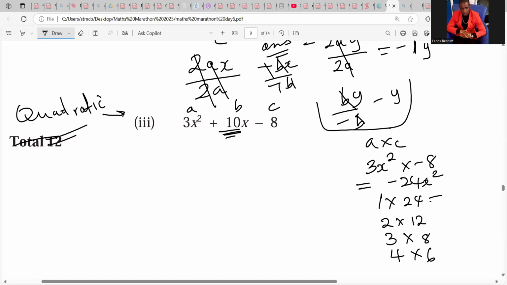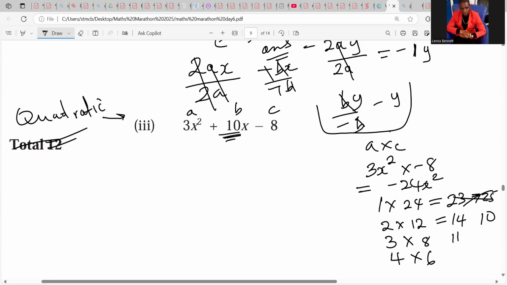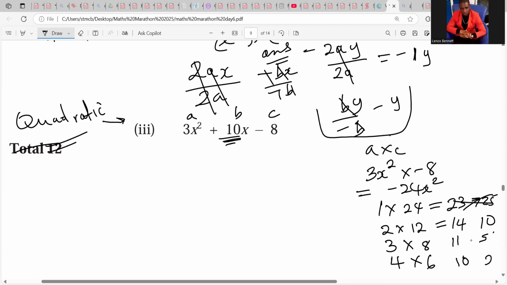Now, this one can work because if you add you get 14 and the difference is 10. This couldn't work, 3 and 8 gives 11. If you subtract, you will get 5. And of course, here is 10 and the difference is 2.